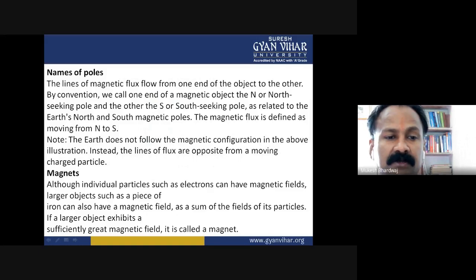The Earth does not follow the magnetic configuration in the above illustration. Instead, the lines of flux are opposite from moving charged particles. Although individual particles such as electrons can have a magnetic field, larger objects such as a piece of iron can also have a magnetic field as a sum of the fields of its particles. If a larger object exhibits a sufficiently great magnetic field, it is called a magnet.